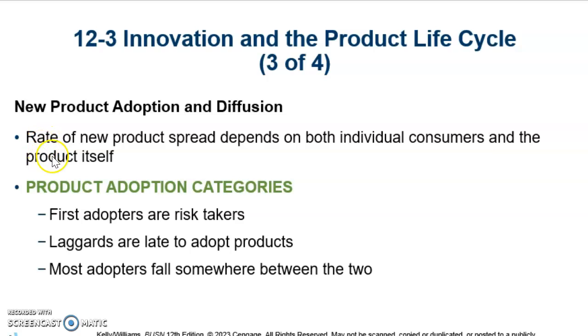Diffusion is the spread of new products throughout a market after they are introduced. Product adoption categories. Products are often diffused at different rates depending on the product. First adopters, which are your risk takers, represent about 2.5% of the total. These are folks that are willing to take a risk and try new things. Laggards are about 16%, and they take a long time to try new products. Most adopters fall somewhere between these two.